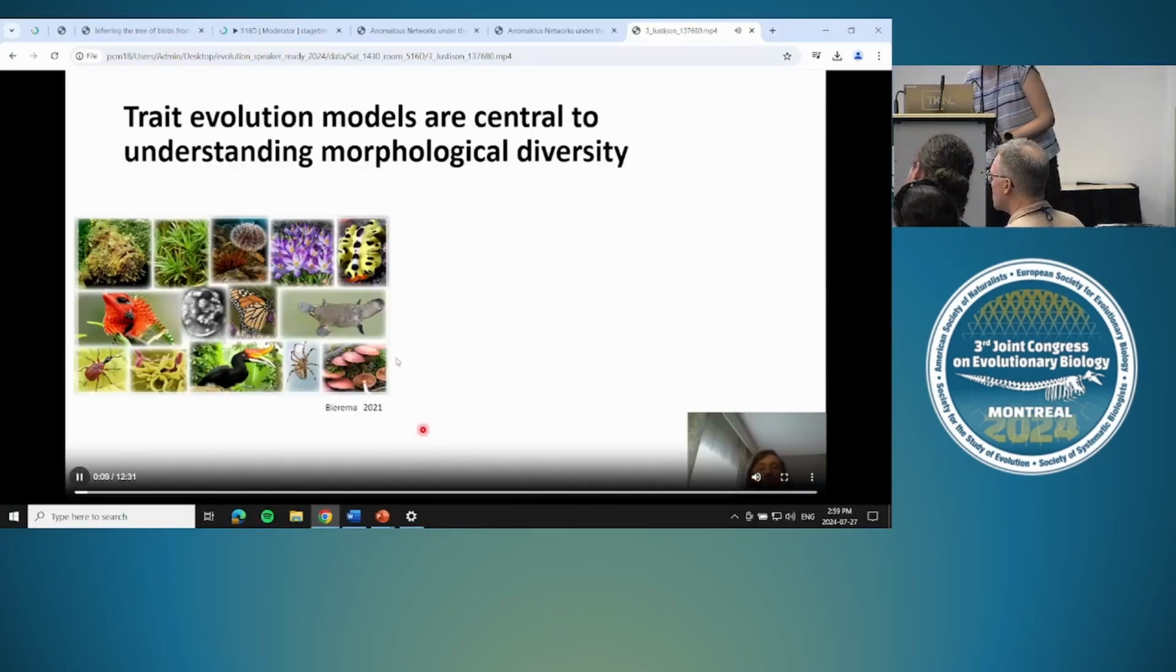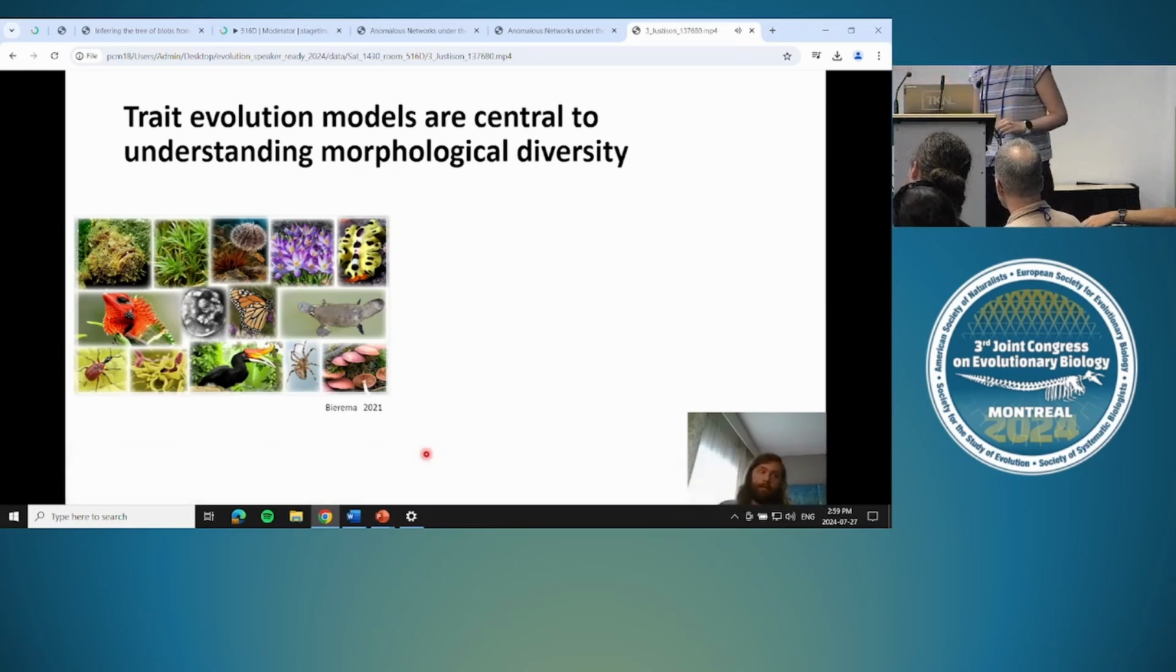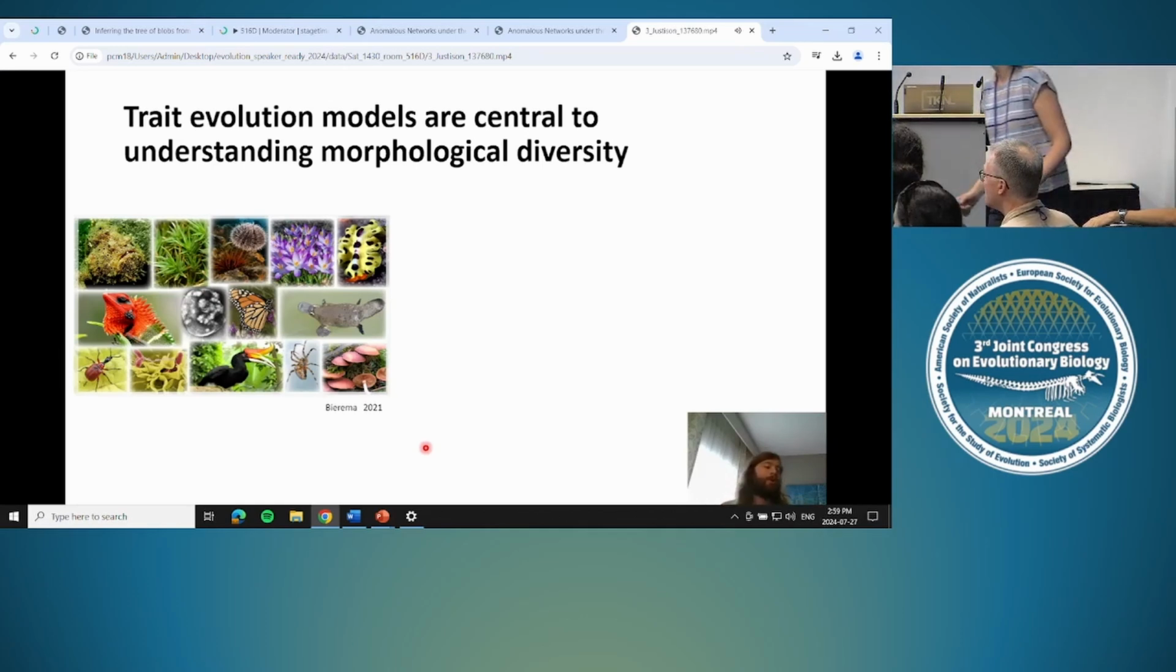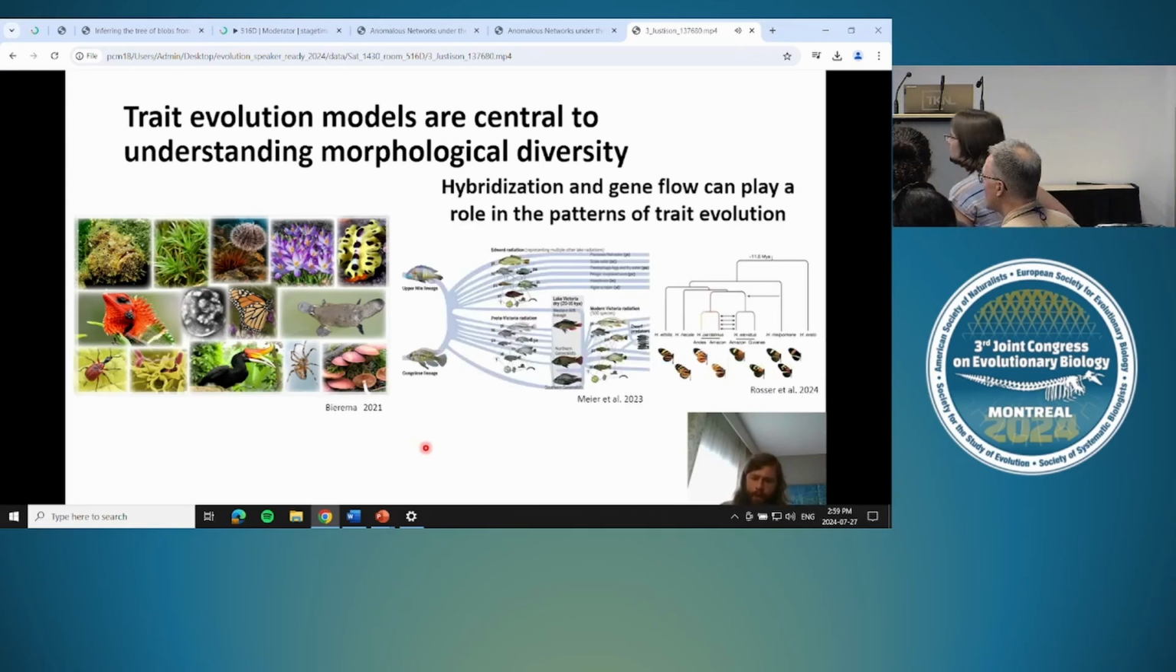Might note that trait evolution models are going to be central to understanding morphological diversity. There's a lot of morphological diversity out there, and they can be used to assess things like the tempo and mode of evolution, as well as poke at questions like selection and adaptation behind trait evolution. And with an increased ability to detect and infer reticulation, things like hybridization and gene flow, it's becoming increasingly recognized that these processes can play a large role in shaping patterns of trait evolution.